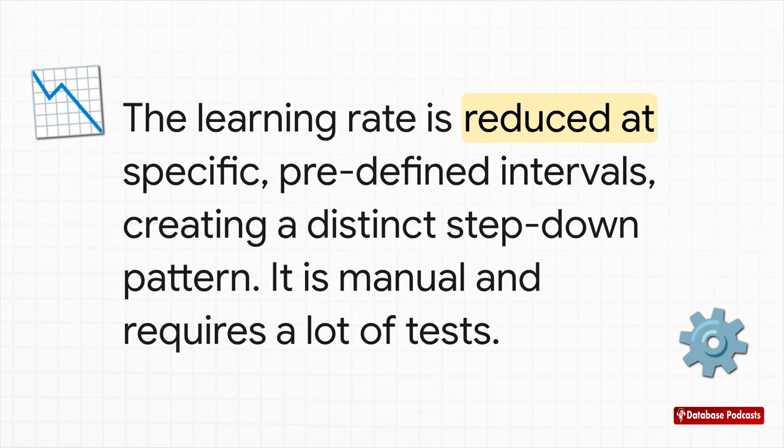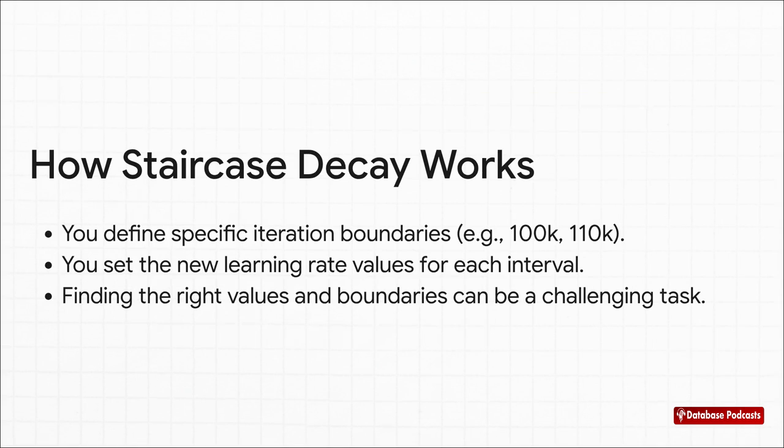You let the model train at one speed for a while, and then, at a very specific point that you decide, you drop the rate down to a new, lower level. The thing to really notice here is just how manual this is. You're the one defining the specific boundaries and the new rates. And yeah, that gives you a ton of control, but it also means you might have to do a lot of trial and error to figure out the best schedule for your particular problem.